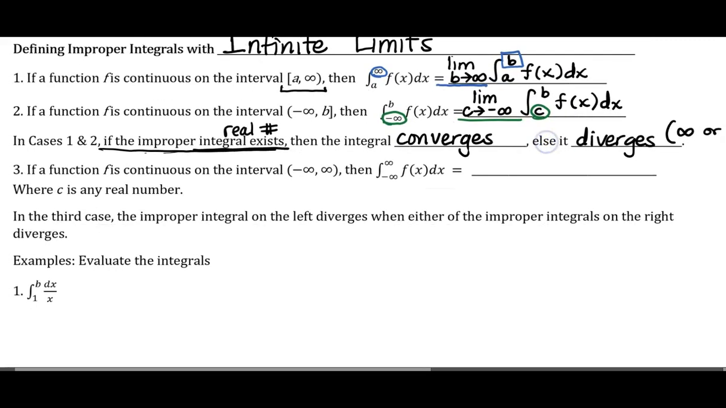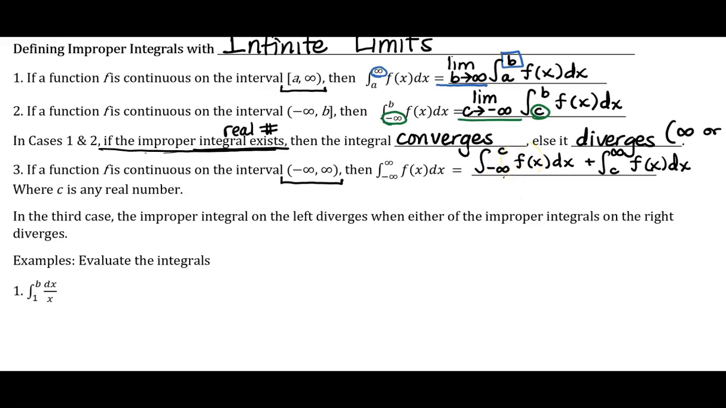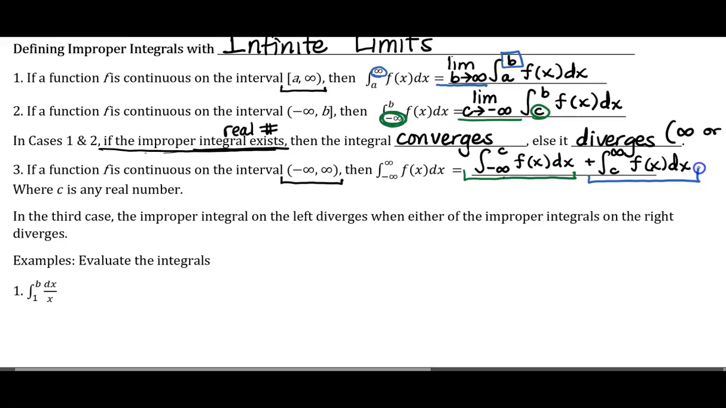And finally, if I wanted to integrate from negative infinity to positive infinity, I would need to split that up at some real number c. There's usually a convenient number to split it at. So I went from negative infinity to c, and then from c to infinity. And both of these limits individually would fall into either case 1 or case 2. You can see that this second one here is a case 2, since it has the negative infinity as the lower limit. And this last one here is a case 1, since it has that infinity as an upper limit. So we would need to introduce limits to evaluate both of those.